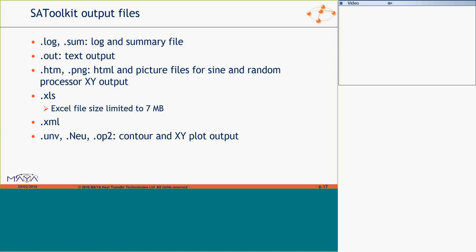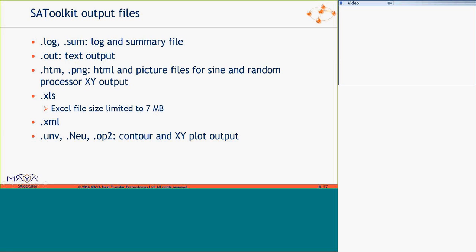What type of output files does SA Toolkit produce? Well, we talked about the log file. The log file has run messages, warnings, and error messages. There's also a summary file, which is really an echo of the settings. We write text output as well, so it's kind of boring. Most of the time you want to send the data directly to NX, but sometimes it's nice to have an output file to be able to parse.